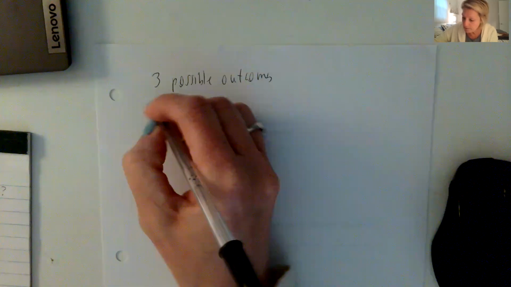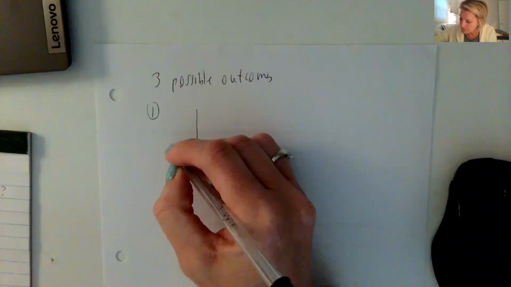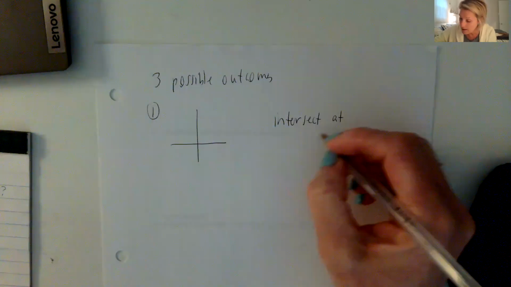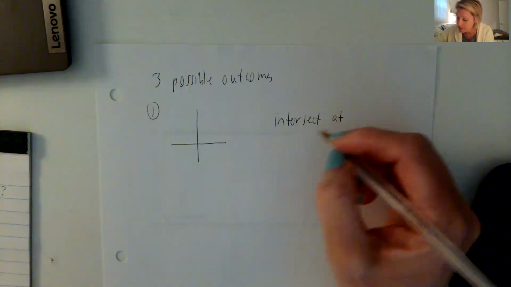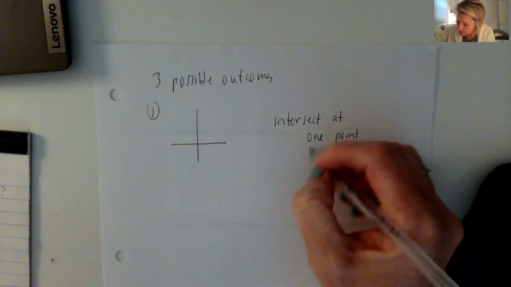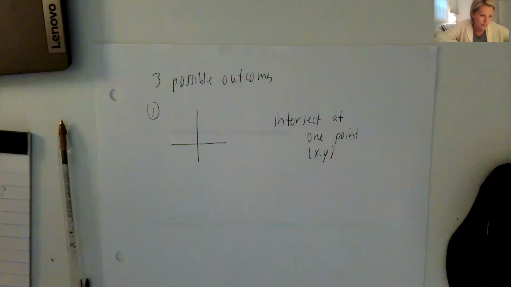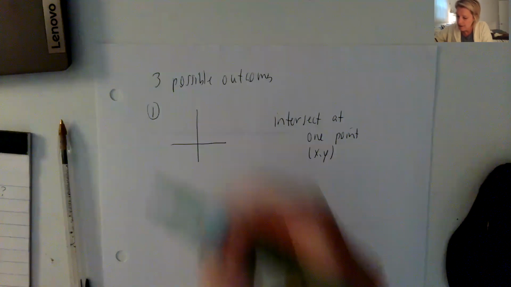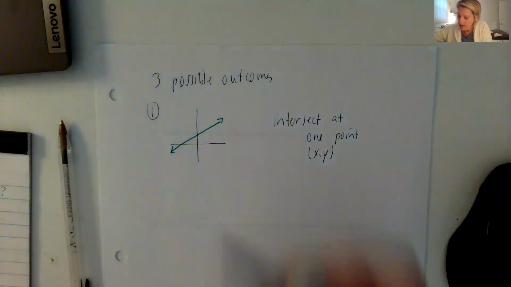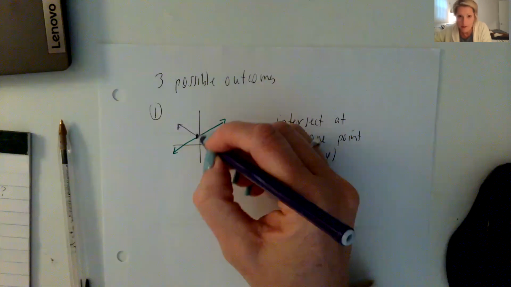The first possible outcome is that they could intersect. If they intersect, in this one situation, they're going to intersect at exactly 1 point. Something like you might have this line here, and then you might have this line here, and they intersect at this one particular point.